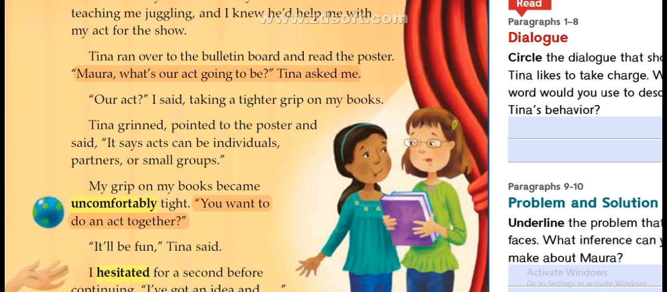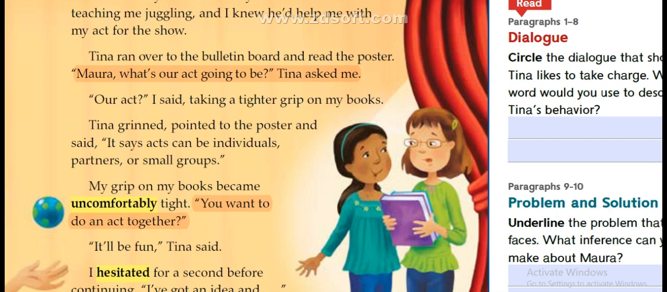And she's controlling. Controlling means that she always controls others. She always controls Mora. So Tina is always controlling Mora. She's always controlling Mora's ideas. She doesn't let Mora speak up.